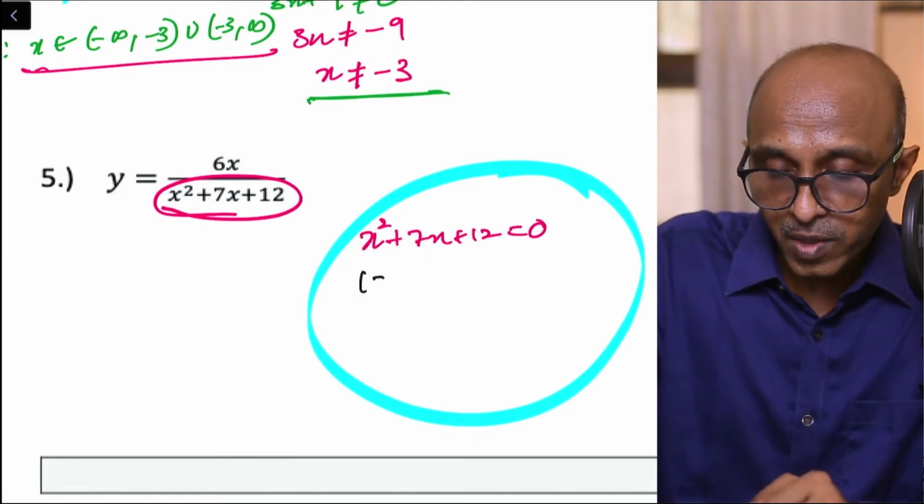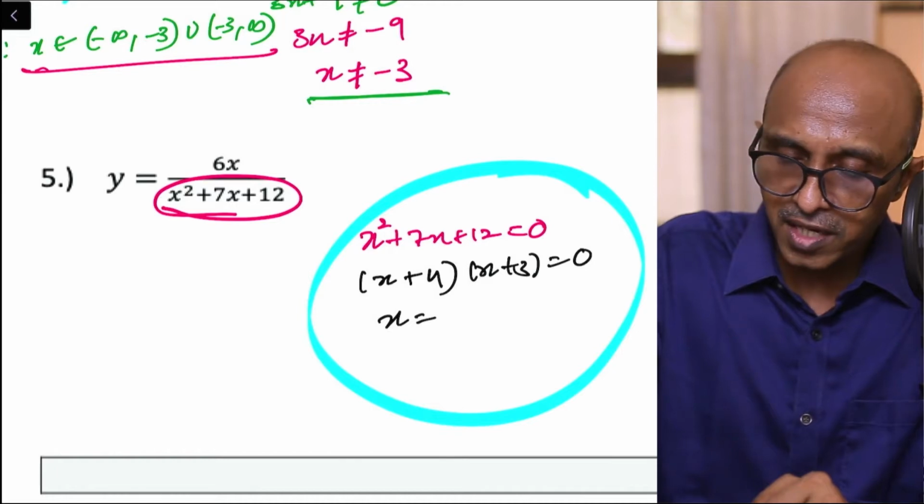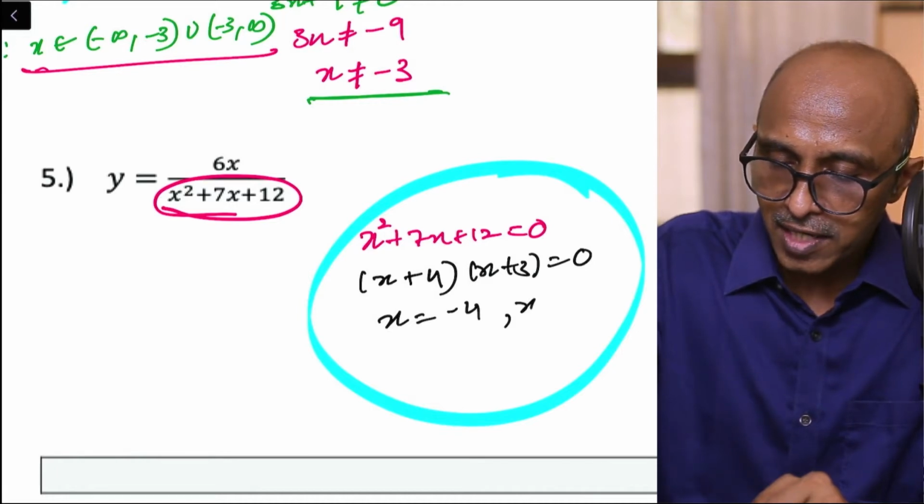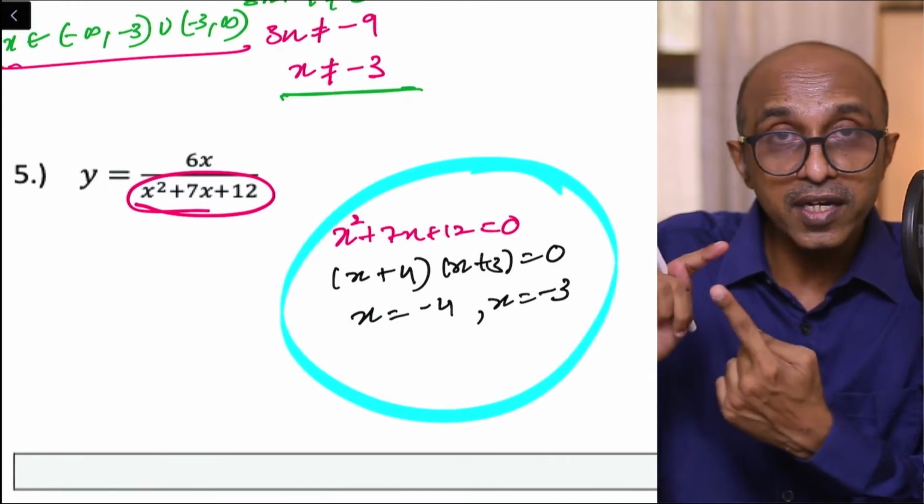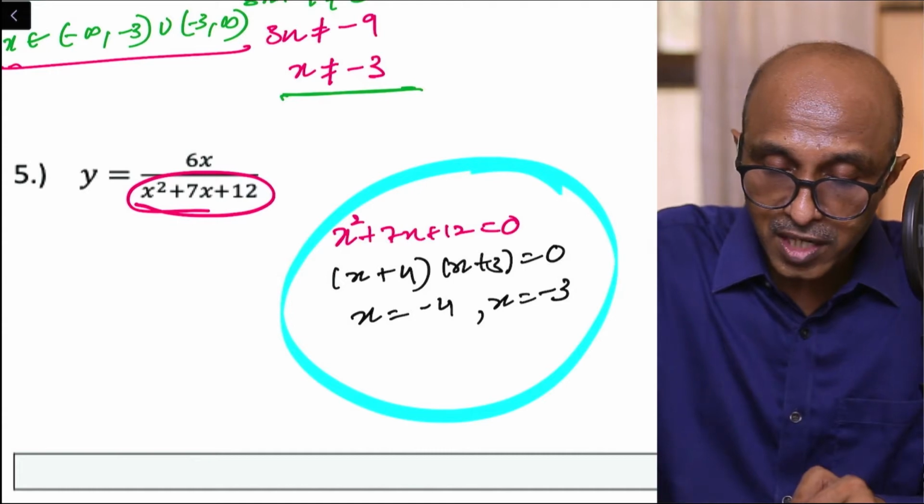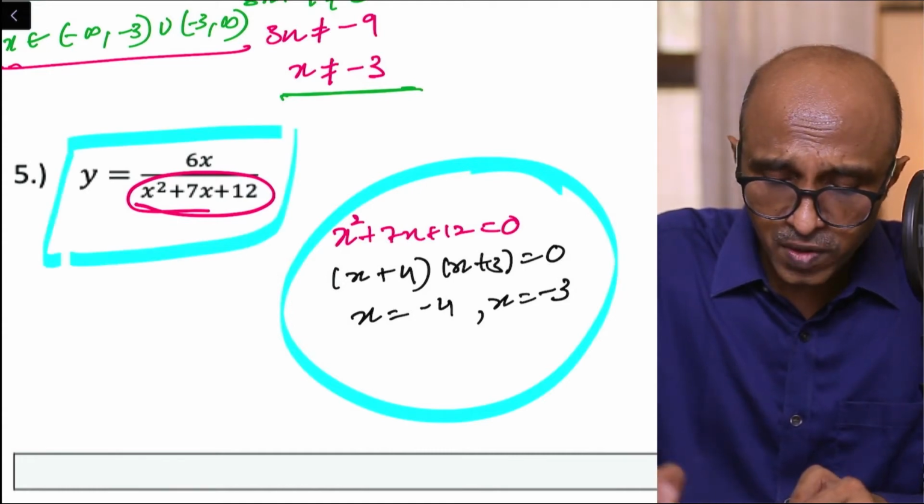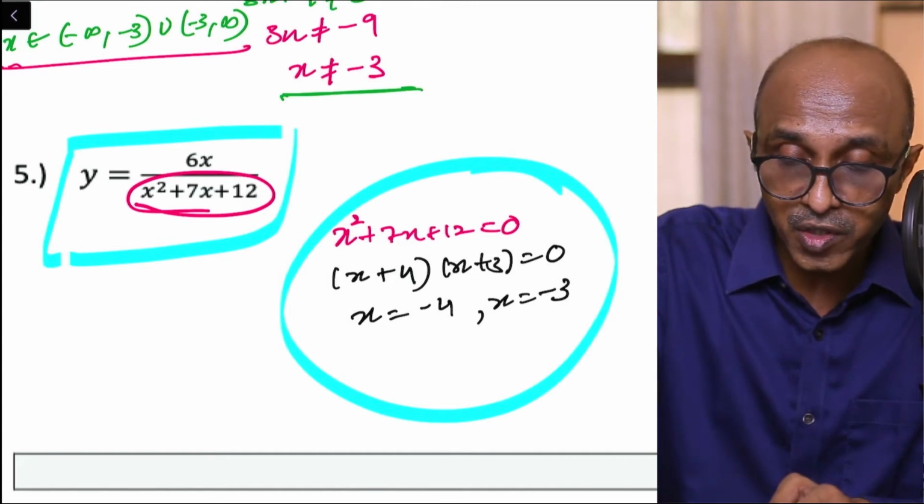A quick factoring would tell me that this is x plus 4, x plus 3, and the two values of x that make that quadratic equation 0 are x equals -4 and x equals -3. Those are the values of x where the denominator of this function, y is equal to 6x over x squared plus 7x plus 12, is going to become equal to 0.